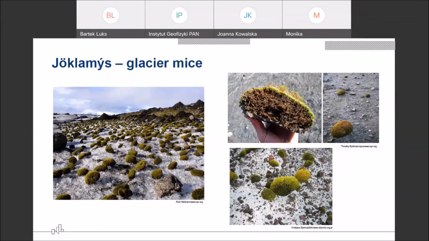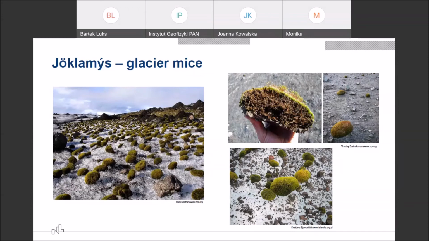Glacier mice are a mix of moss. Here on the top you can see all around there's a moss, and inside there are cyanobacteria, and they form a kind of symbiosis. And a funny thing is, they look like little hedgehogs, and they can move. It's not that this is growing on the ice. In most cases, they form around a little rock, and all this moss and cyanobacteria start growing around the rock. And with high winds, they can roll.